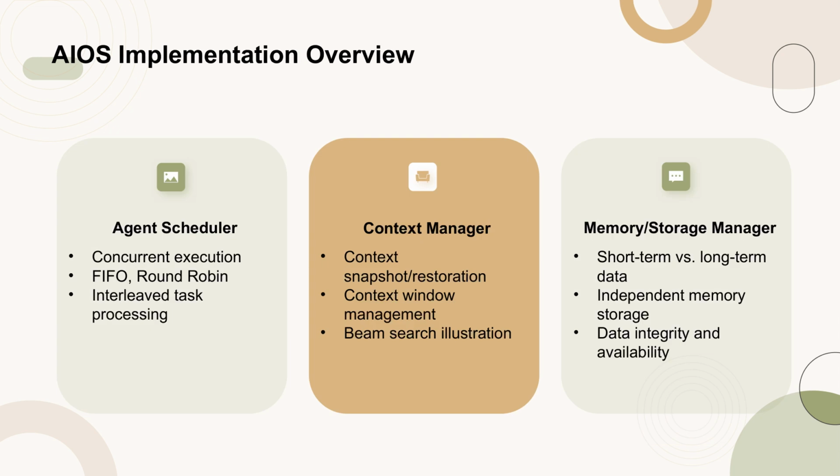The AIOS system is composed of several key modules, each designed to handle specific aspects of agent management and interaction. The agent scheduler is responsible for managing the execution of agent tasks in a concurrent manner, utilizing strategies like FIFO and round-robin to optimize processing times. This ensures that tasks from different agents are interleaved, reducing waiting times and maximizing resource use.